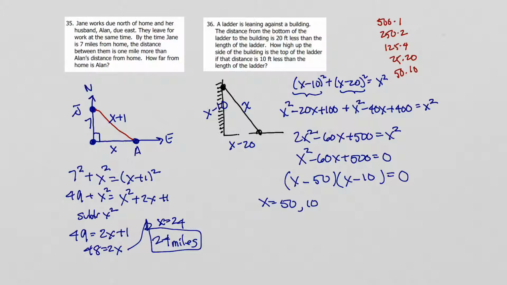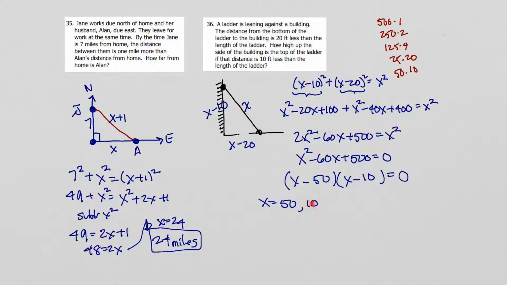Now, this is a word problem, so we have to check. Let's go back and look at what x is. Go all the way back to the top. What was x? It was the length of the ladder. So x is the length of the ladder. What if the length of the ladder is 50? Okay, if x is 50, I put that in here, I get 40, so the height would be 40, and here would be 50 minus 20 is 30. All right, that seems reasonable, so the 50 looks okay.